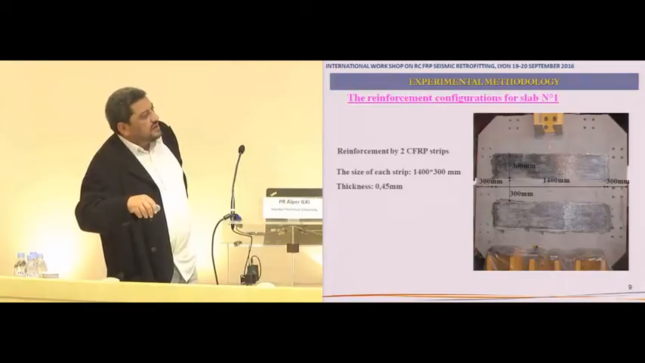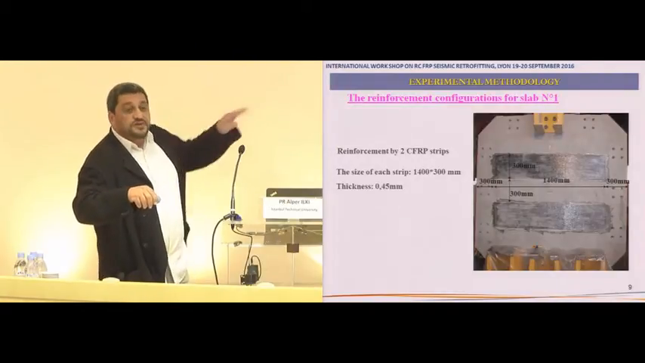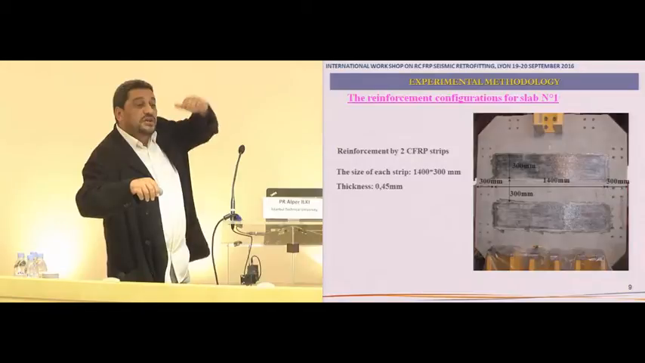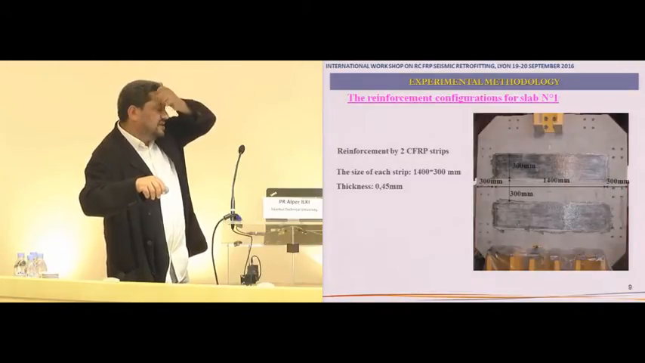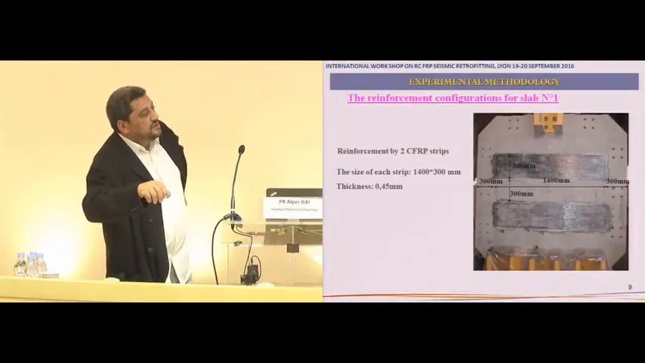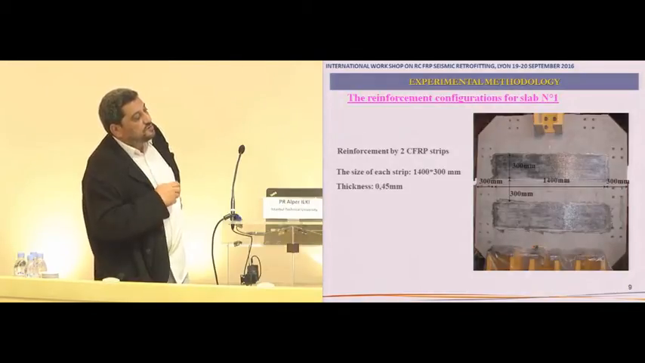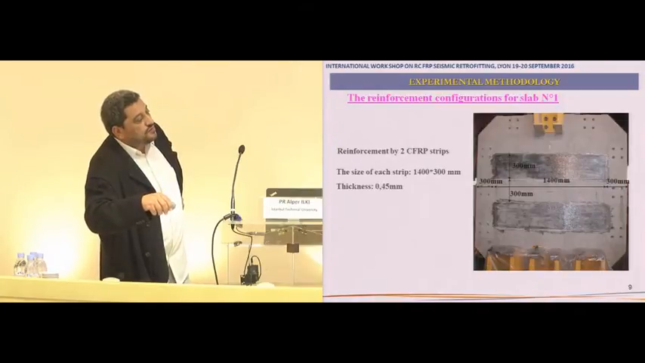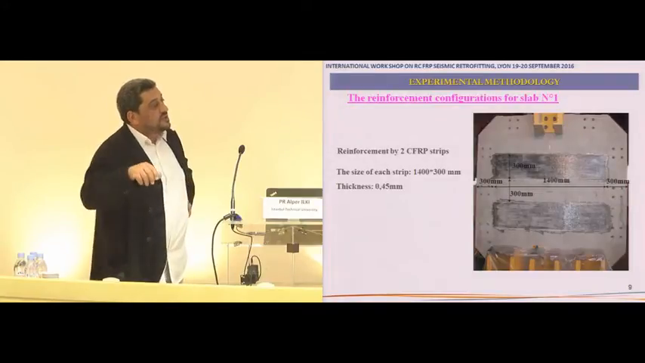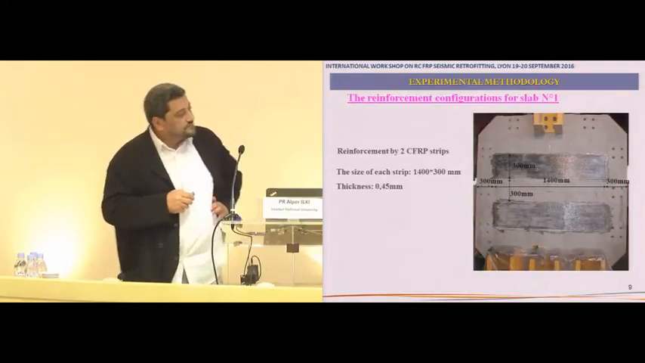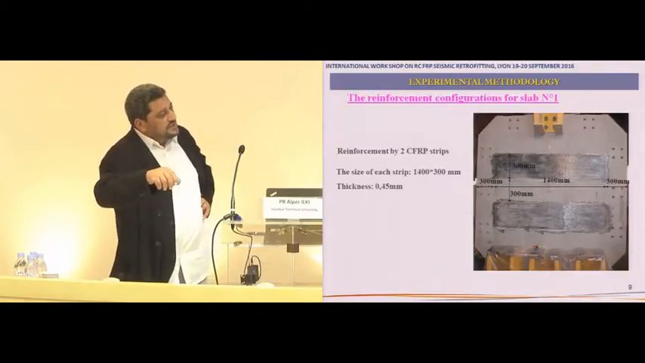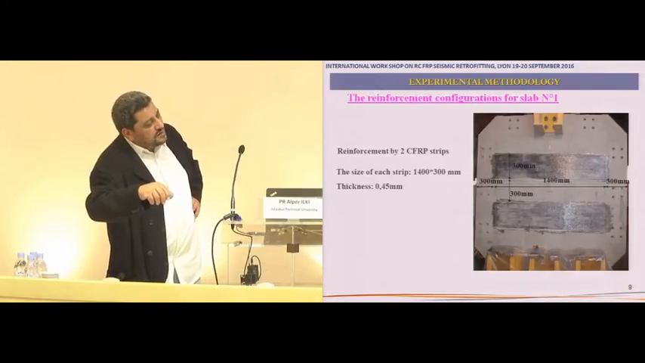The slab 1, after the first loading. The first loading consists of only applying axial compression and bending. After the first loading, we put two layers of carbon fiber reinforced plastic. The layers are 1.4 meters long and 300 millimeters wide. The thickness is about 0.45. For this test, the layer stops just near the hydraulic jack system.